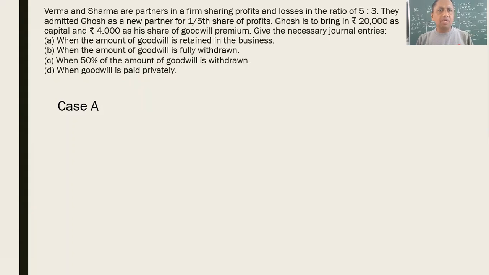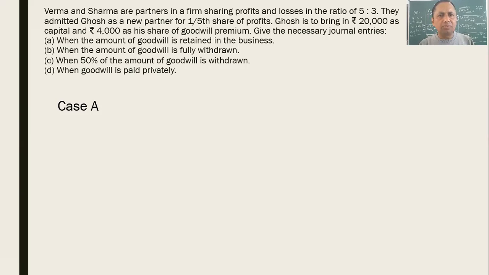We take Verma and Sharma are partners in a firm sharing profits and losses in the ratio of 5:3. They admitted Ghosh as a new partner for 1/5 share of profit. Ghosh is to bring 20,000 as capital and 4,000 as his share of goodwill premium. Give the necessary journal entries in these four cases.